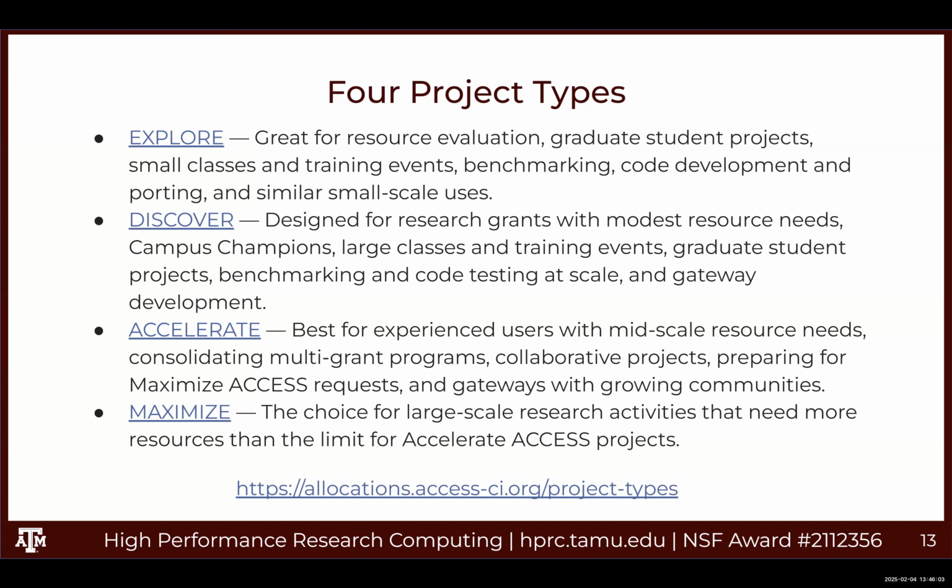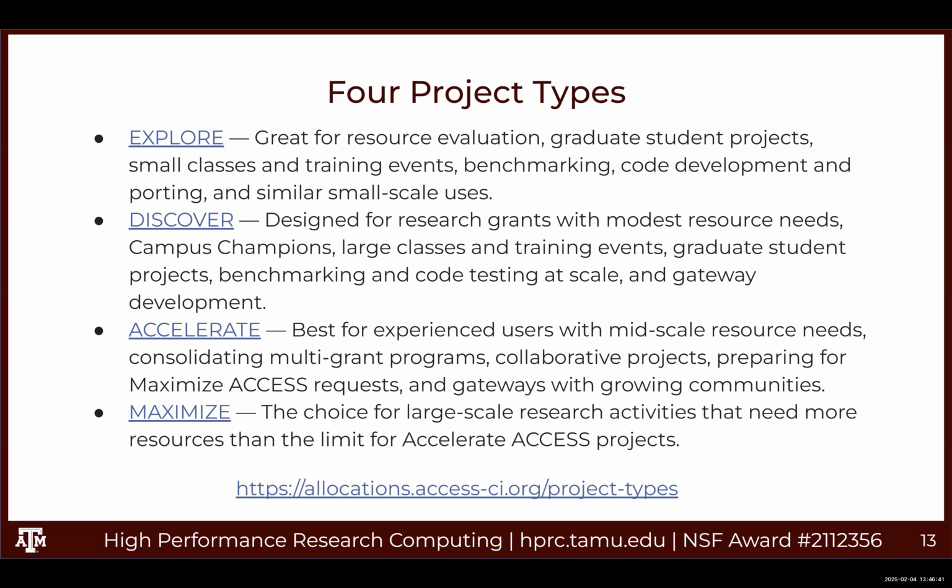The next level up is for research grants with resource needs that are not really high, for campus champions, for larger classes and training events, for graduate student projects. Again, notice graduate student projects here. And graduate students are eligible to apply for these. You have to have PI approval and a letter and all of that, which we'll talk about. And for benchmarking and code testing at scale and gateway development, right?